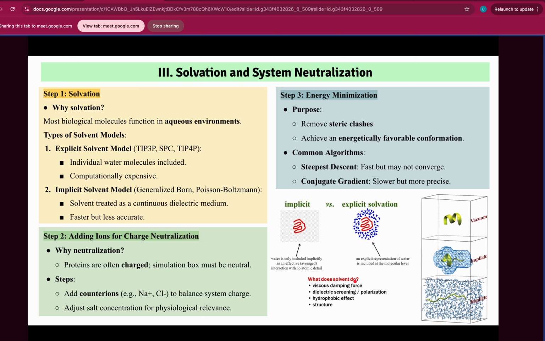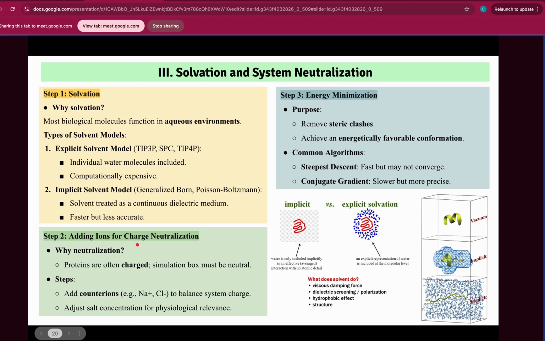And then what does this solvent do? Viscous damping force, dielectric screening or polarization, the hydrophobic effect, and also structure. So it maintains the structure and provides native-like conditions, so that my protein can get into its native conformation. We try to make the conditions as similar as possible to the native state conformation. So that's why we perform solvation.